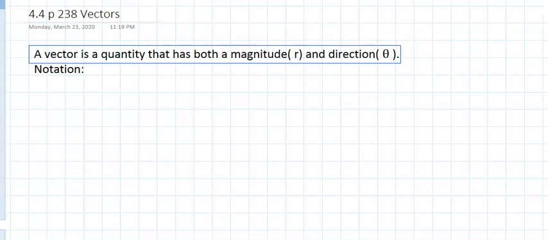So what's a vector? A vector is a quantity that has both a magnitude, that's our R, they call it magnitude in this section, and direction. Instead of saying theta, they refer to it as direction. Notation, they use a different notation for vectors, quite a few of those.